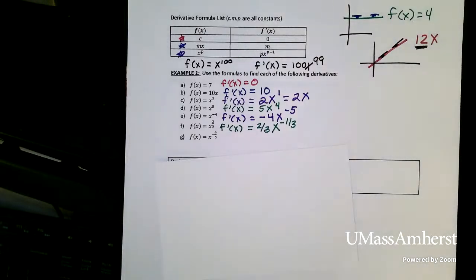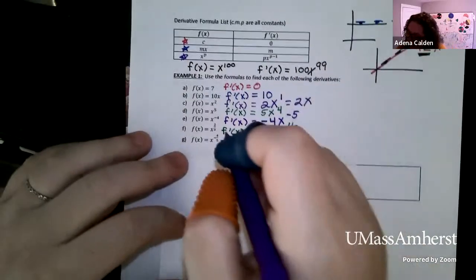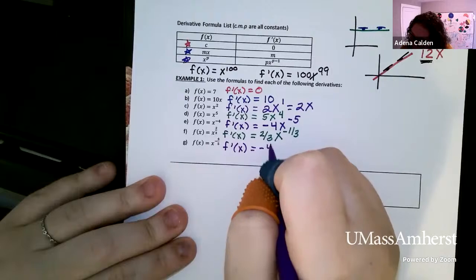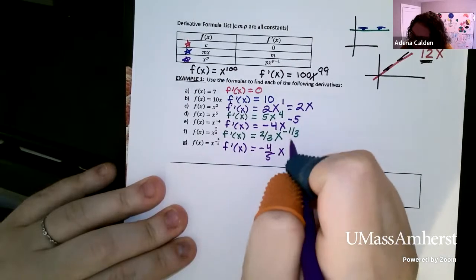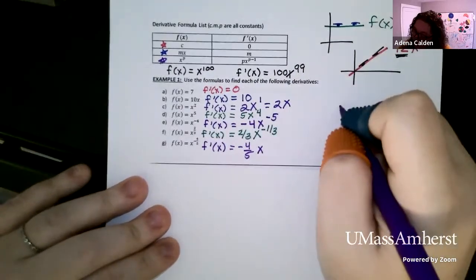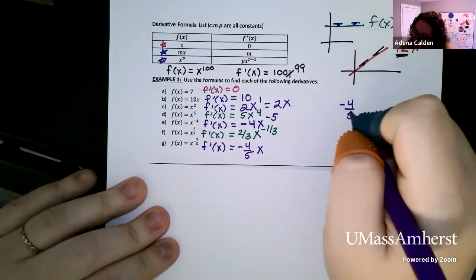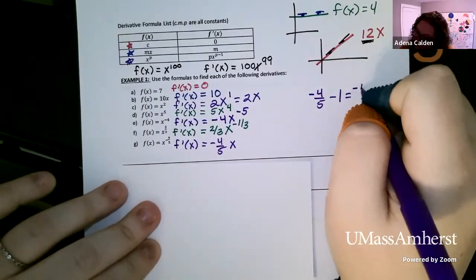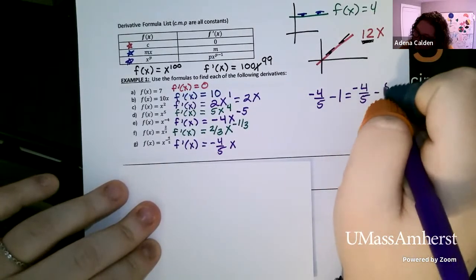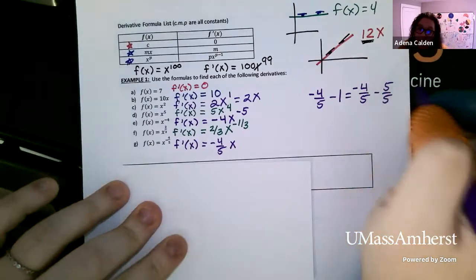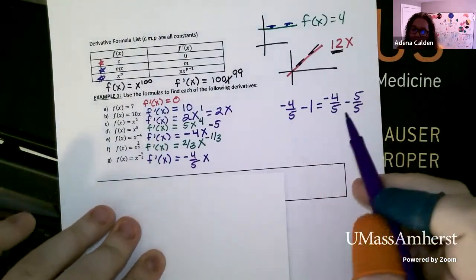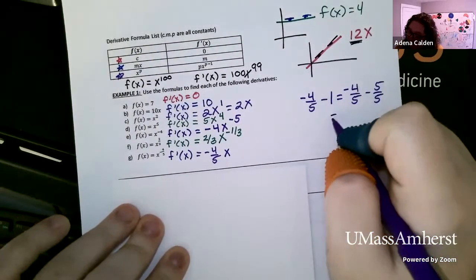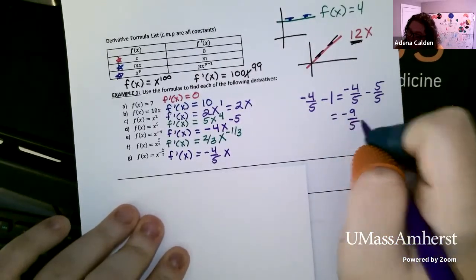So the last one, we have x to the negative 4/5. So the negative 4/5 comes down out front, and we're going to subtract 1 from the power. So just as a reminder, if we have negative 4/5 minus 1, that's the same thing as negative 4/5 minus 5/5. So we want to come up with a way to represent 1 with a common denominator. So negative 4 minus 5, that's going to give me negative 9/5.